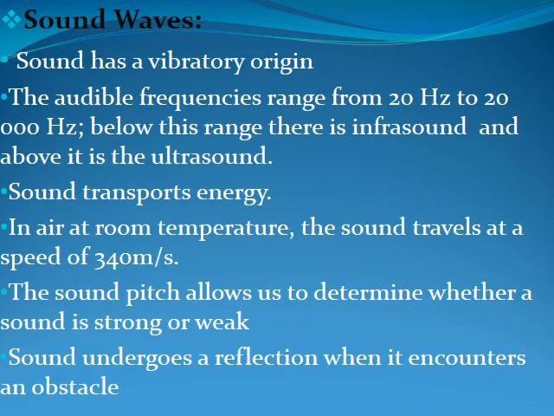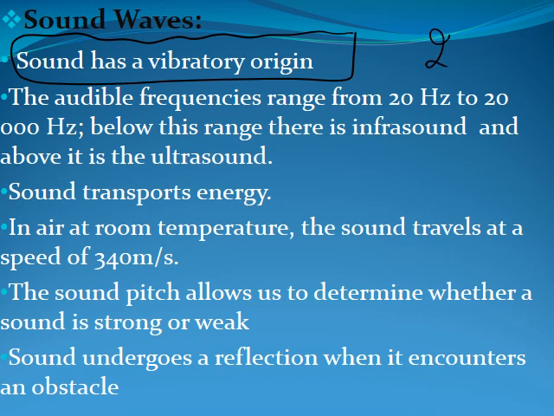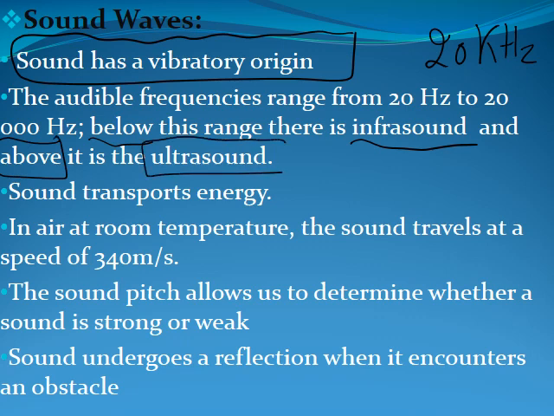Moving to sound waves, all of you have to know that sound has a vibratory origin. The audible frequencies range from 20 Hz to 20,000 Hz, meaning 20 kilohertz. Below this range is called infrasound, and above this is called ultrasound. Sound transports energy. In air at room temperature, sound travels at a speed of 340 meters per second.